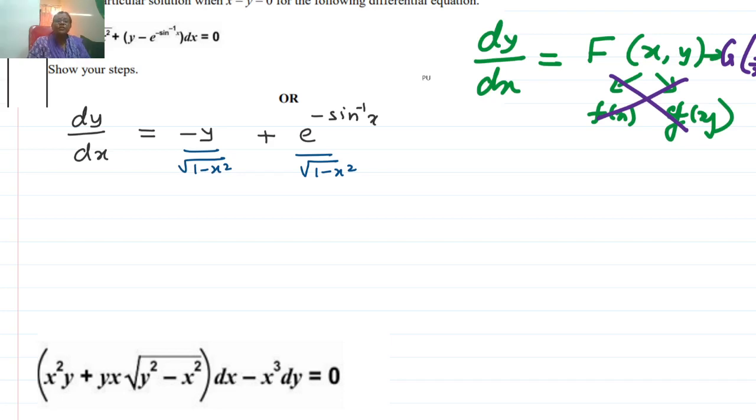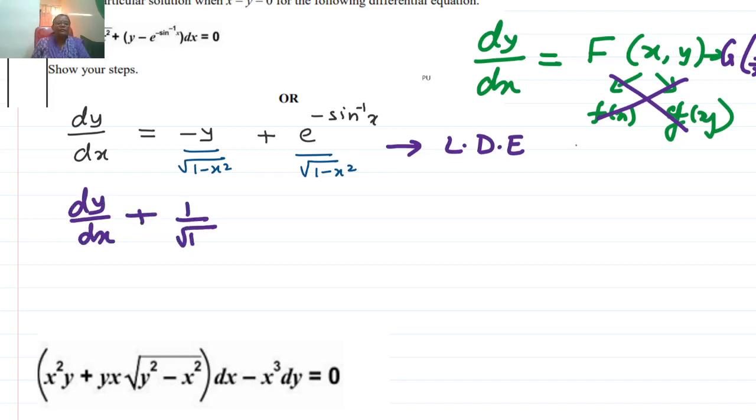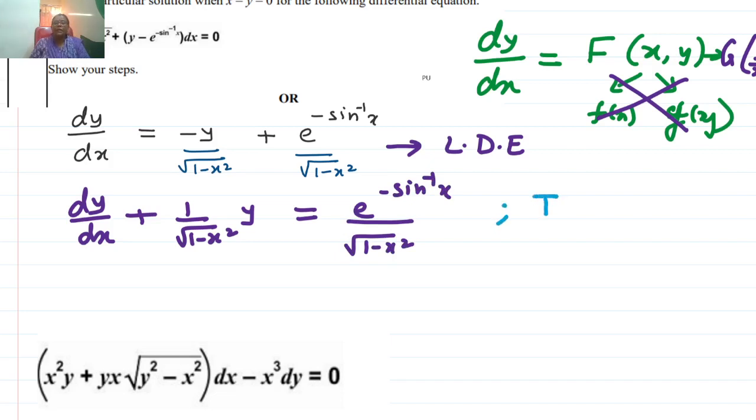Hence, the last choice that we have is the linear differential. So this is actually a linear differential equation. What is the format of a linear differential equation? It is dy on dx plus 1 upon root of 1 minus x square times y is equal to e to the index minus sine inverse x upon under the root 1 minus x square. If that is so, then in that case, we look for the integrating factor.